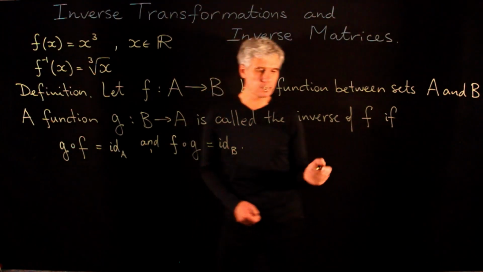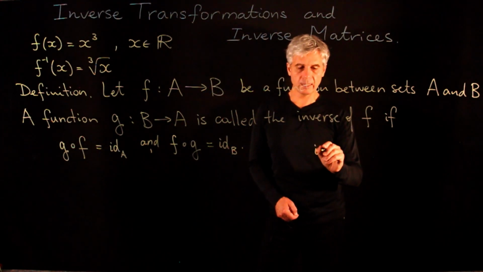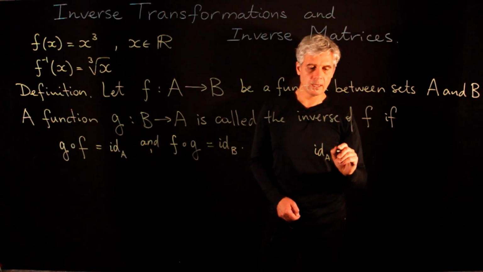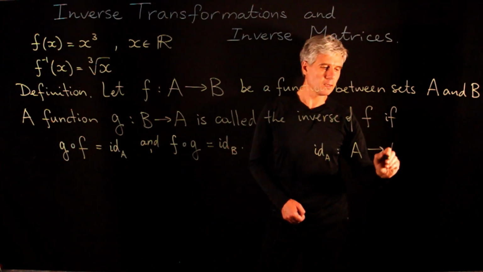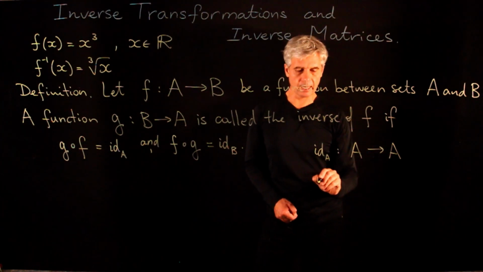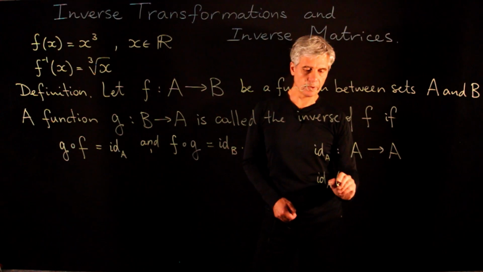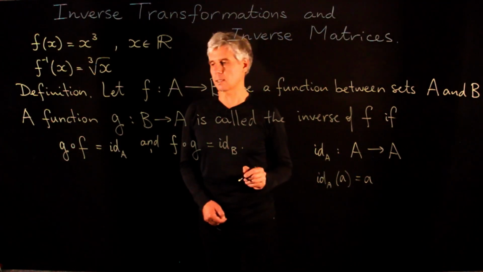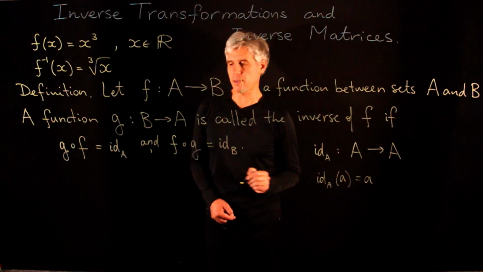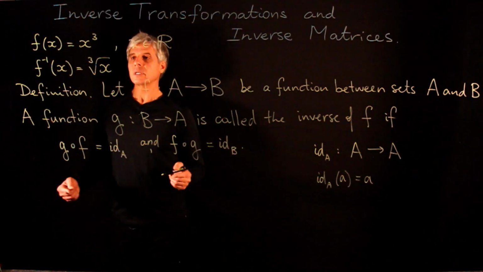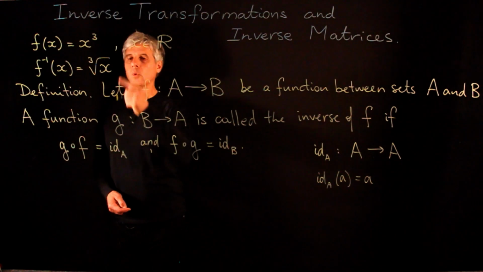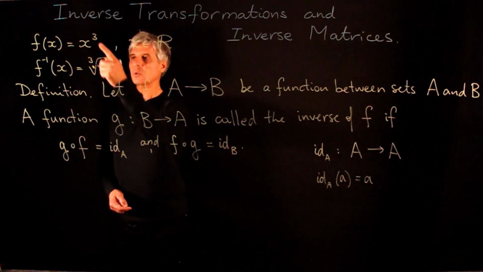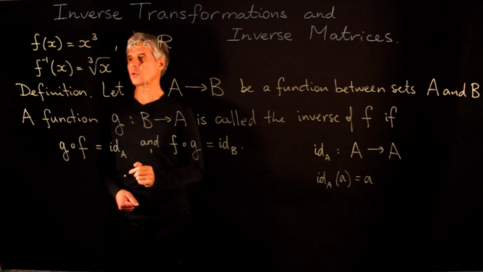Now, what's an identity transformation? So identity, say, on a set A is a transformation from A to A with the property that identity of any element is the element itself. So it's a transformation that does effectively nothing. Now, here we can see that indeed, according to this definition, these two functions are inverses to each other.